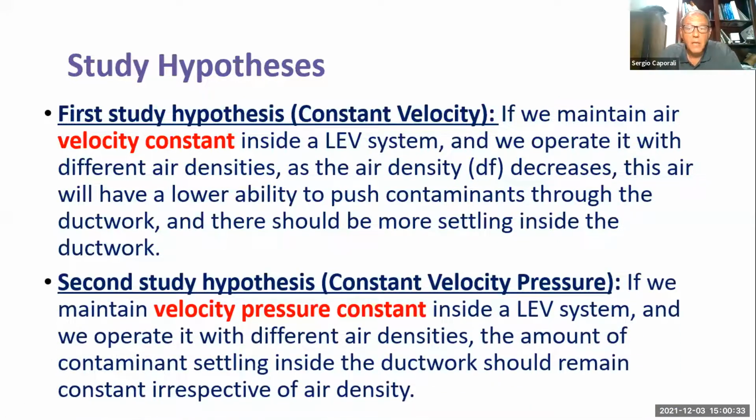And the second: what if we maintain velocity pressure constant, which deals with the kinetic energy of the airstream inside a ventilation duct? What if we maintain velocity pressure constant inside the same system and we operate it with different air densities, just like the system on top? The amount of contaminant settling inside the ductwork should remain constant, irrespective of air density, if velocity pressure were a better design parameter than velocity.